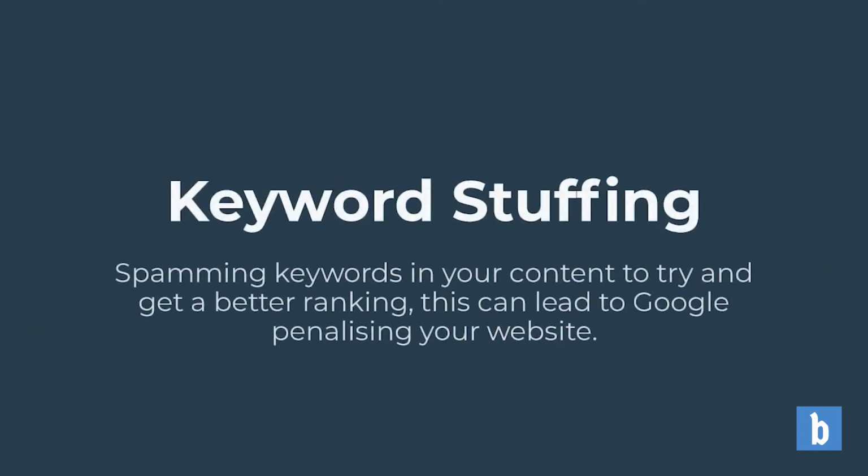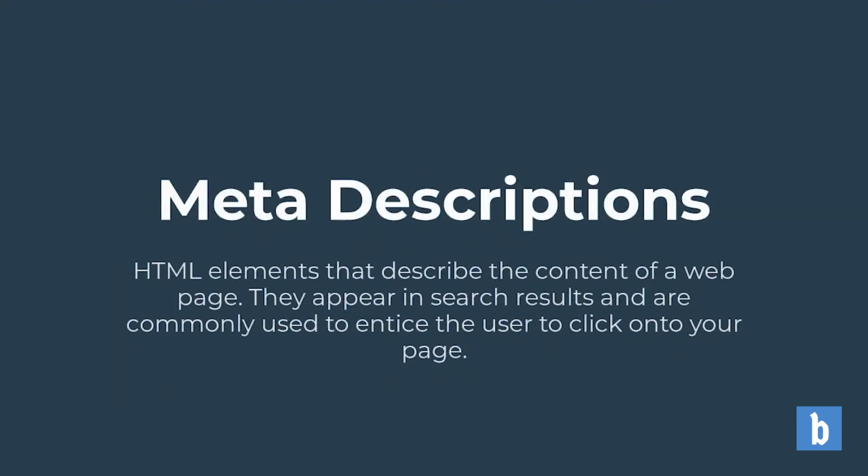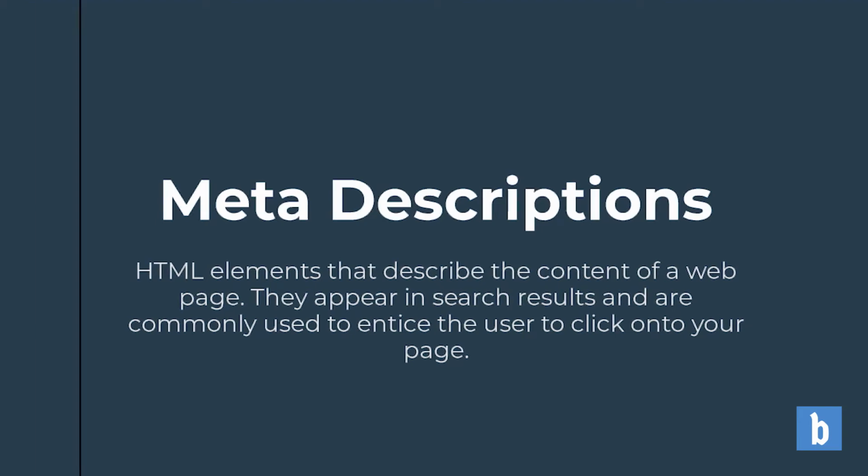Keyword stuffing. Spamming keywords in your content to try and get a better ranking. This can lead to Google and other search engines penalizing your website. Meta descriptions. HTML elements that describe the content of a web page. They appear in search results and are commonly used to entice the user to click onto your page.